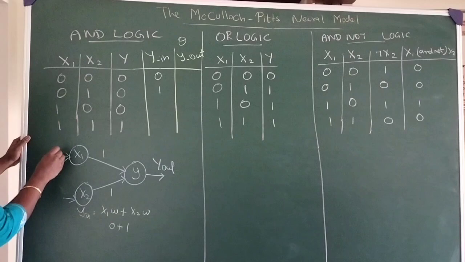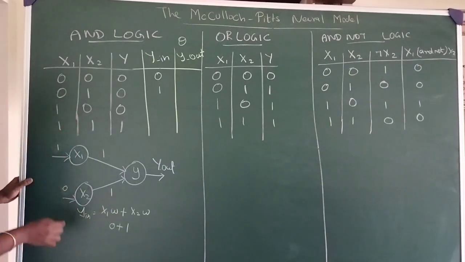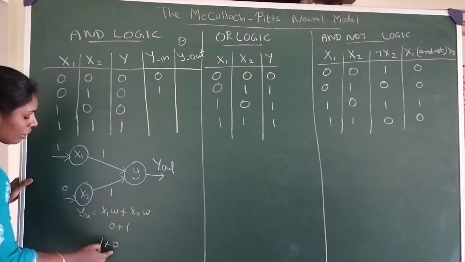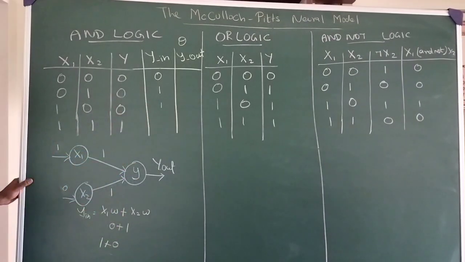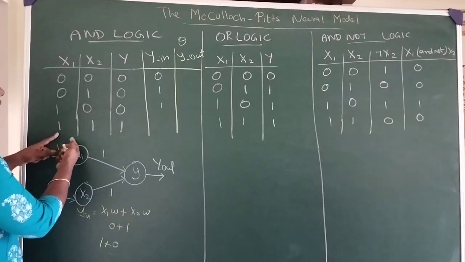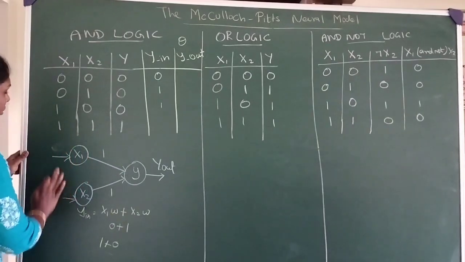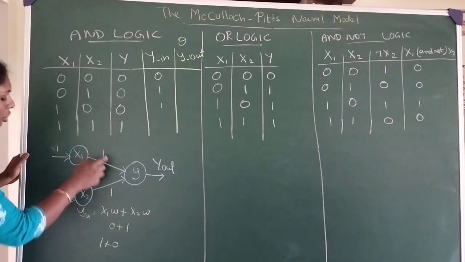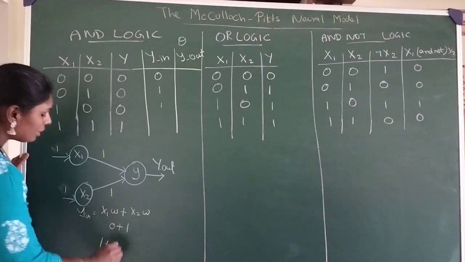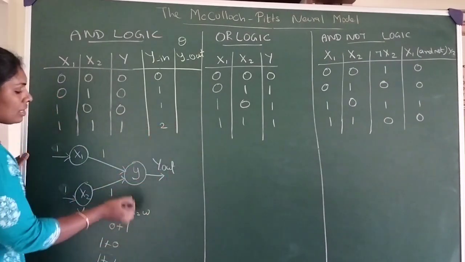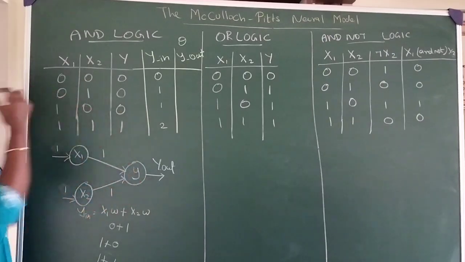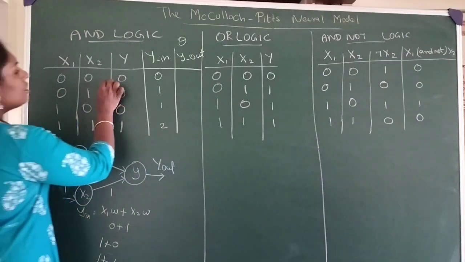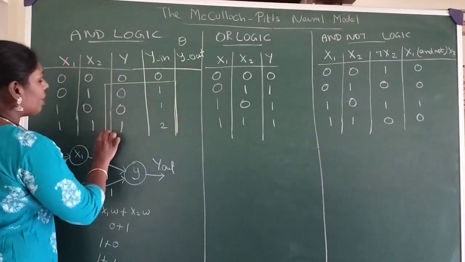Third one, when x1 value is 1 and x2 value is 0. It is 1 into 1 is 1 plus 0 into 1 is 0. So your output is 1 here. Got it? For the last input pattern, x1 is 1 and x2 also takes the value of 1. So it is 1 into 1 is 1 plus 1 into 1 is 1. So 1 plus 1 is 2. This is the input that is received for y. Now I have to check a threshold value such that this pattern is matched.